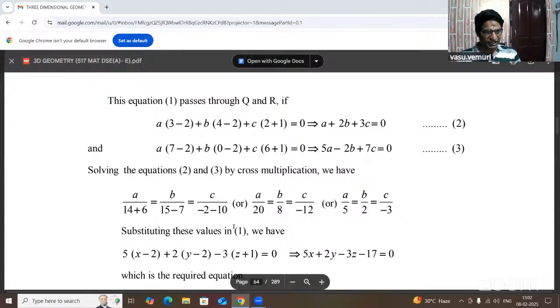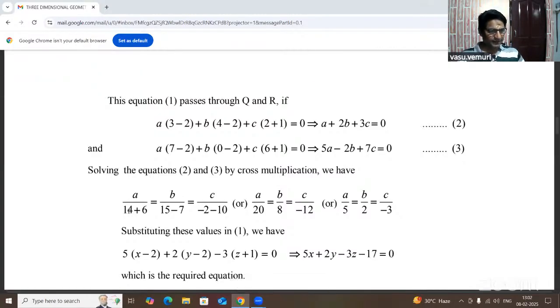After the simplification, we are getting a of 14 plus 6, b of 15 minus 7, equal to c of minus 2 minus 10. So after the simplification, a by 20, b by 8, c by minus 12. After the cancellation by 4, 5 is 4, this is also common. Okay, 28 minus 12, fourth table is common. So dividing by 4, 5 times, this is 2 times, and this is 3 times. So we are getting the values a, b, c as 5, 2, minus 3.